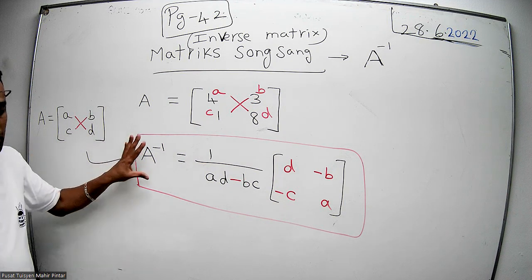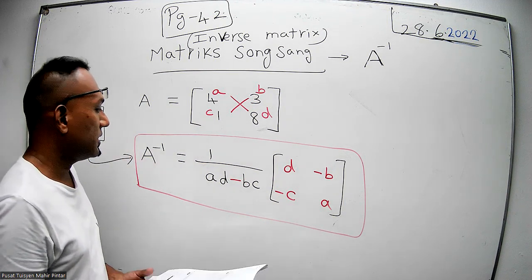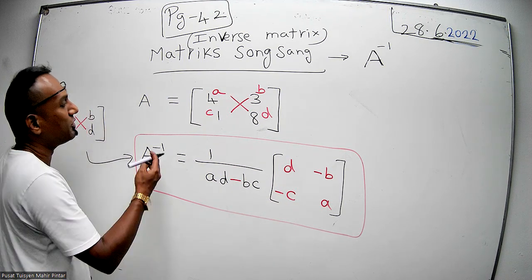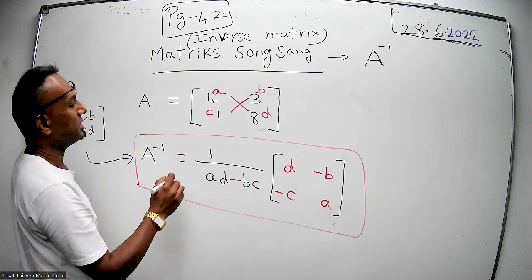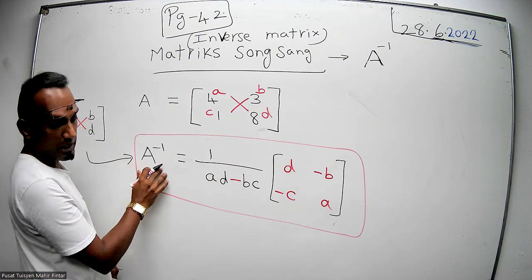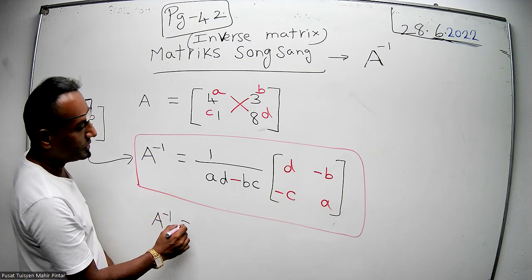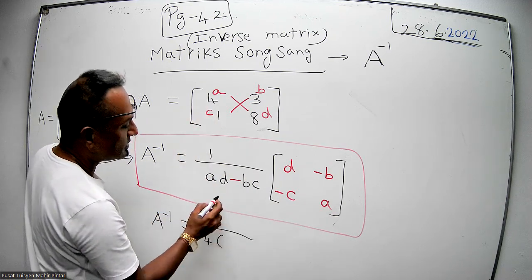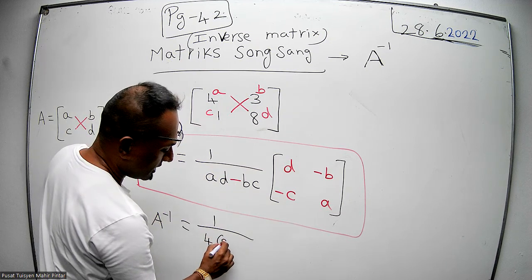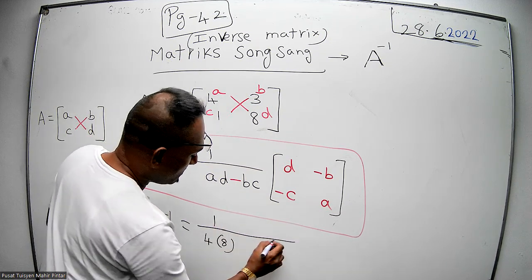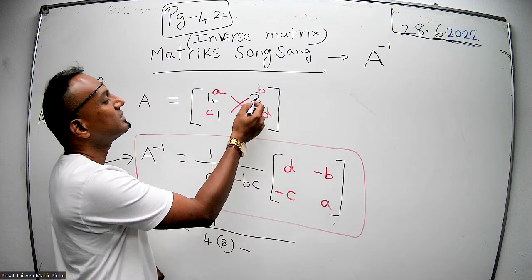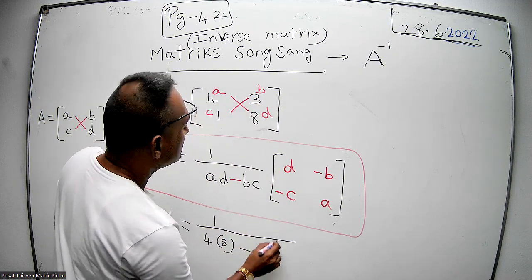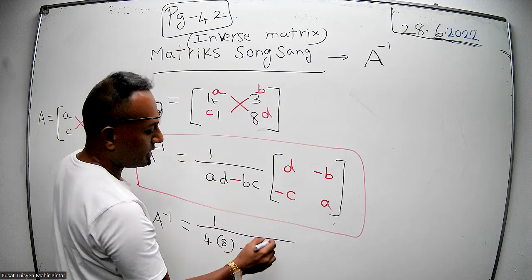If you don't know the formula, you cannot solve the problem. So how do we solve it? Just apply the formula. I have to find the inverse matrix. A is given, and you have to find A inverse. Let's continue. A inverse is 1 over A times D. What is the A value? 4. D value is 8. Put inside the bracket: minus B value, which is 3, then C value, which is 1.